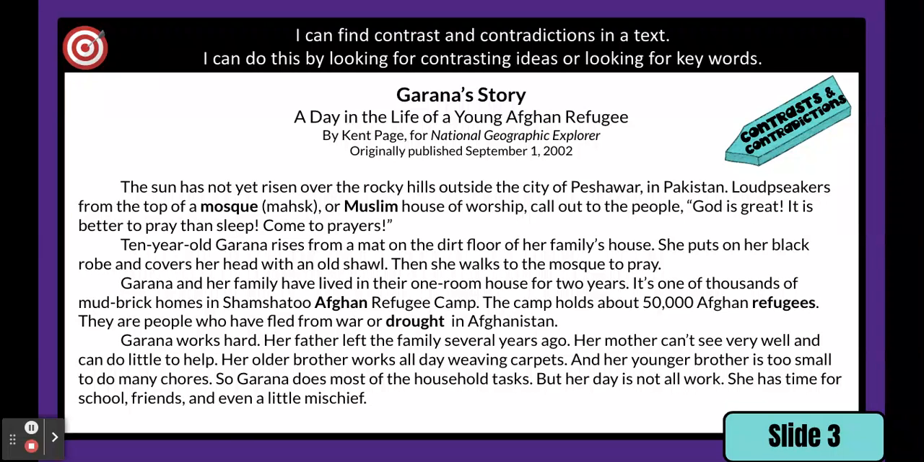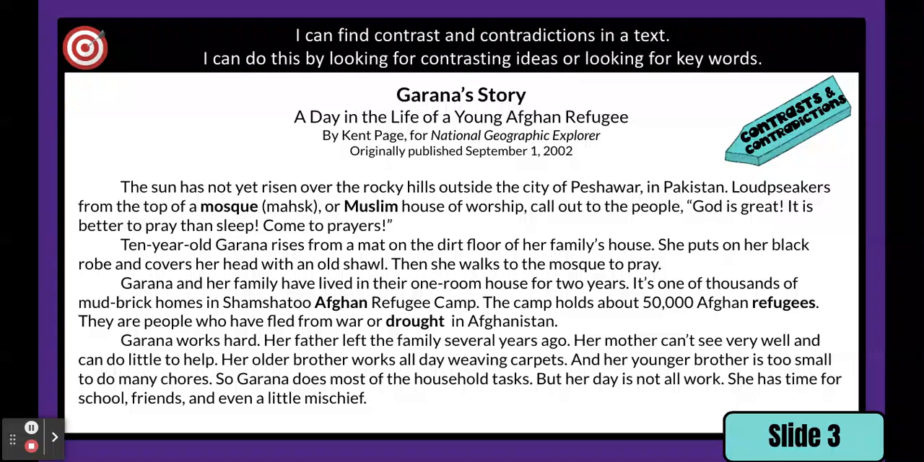She puts on her black robe and covers her head with an old shawl. Then she walks to the mosque to pray. Garana and her family have lived in their one-room house for 2 years. It's one of thousands of mud brick homes in Shamshatu Afghan refugee camp. The camp holds about 50,000 Afghan refugees. They are people who have fled from war or drought in Afghanistan.